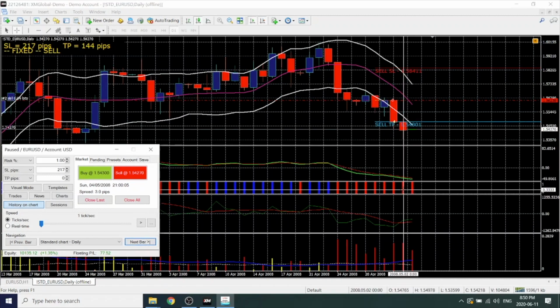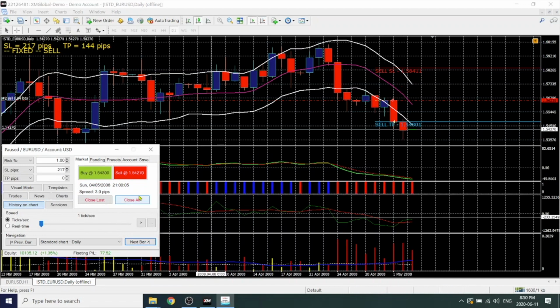Now it says get out. The green is above the red, so we're just going to close all. And that was the end of the trade. That's it. That's a pullback.